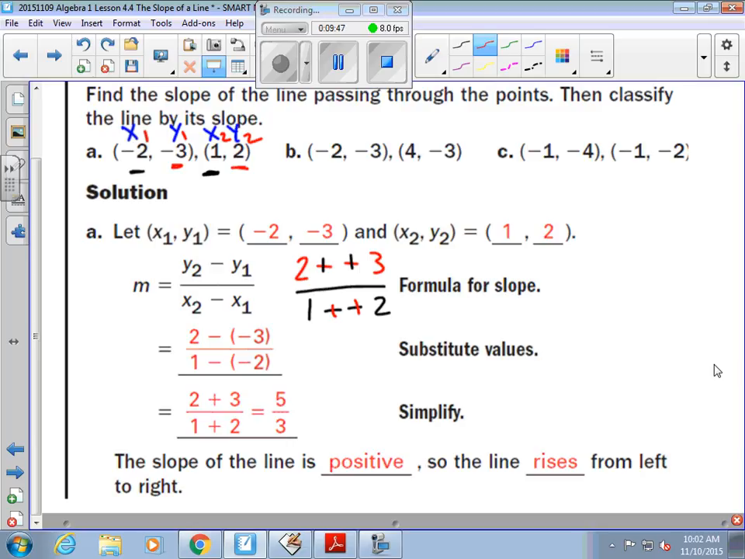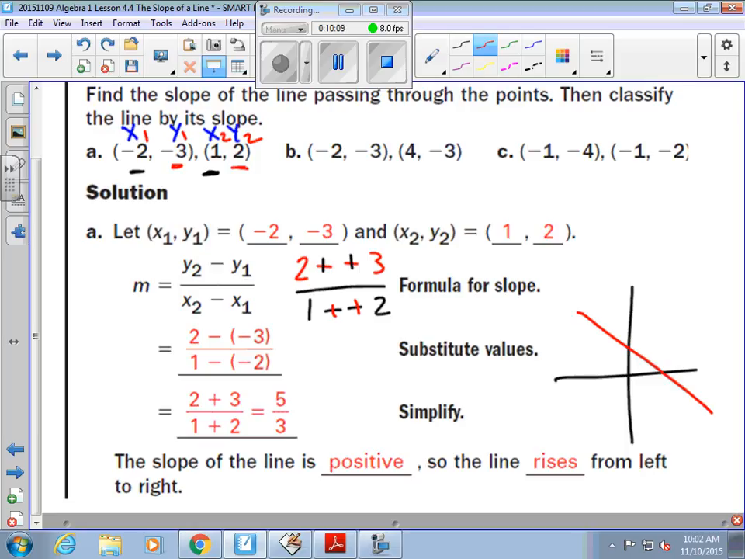So for some crazy reason, if you graphed this problem, if you graph this line and you come up with something that looks like this, you know it's wrong no matter what because it is falling, it is going downhill, and you came up with a positive slope. Either you made a mistake when you graphed the line or you made a mistake calculating the slope. Something's wrong. You have to redo something.